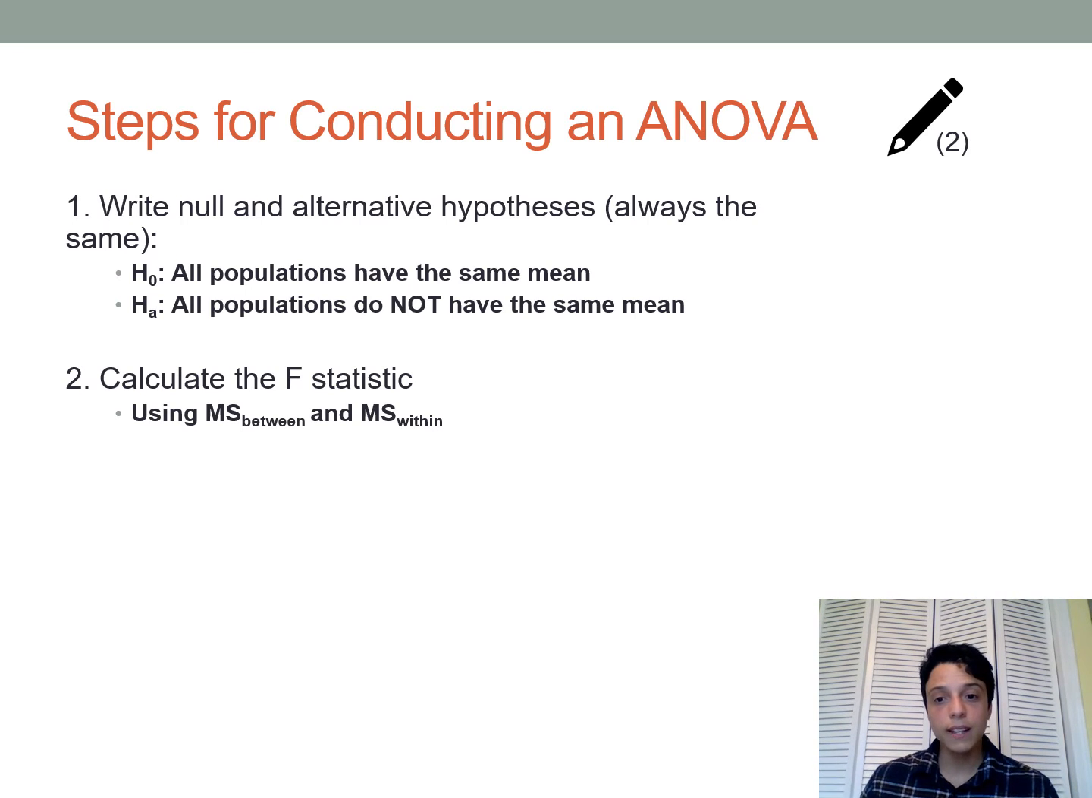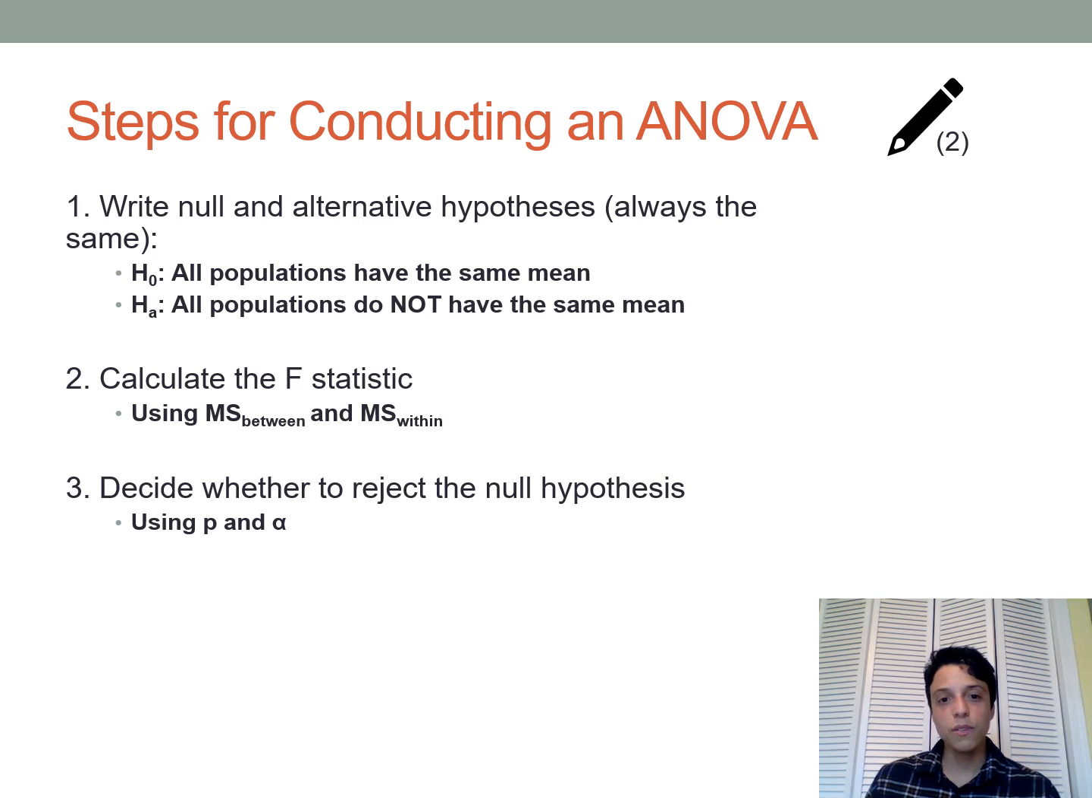The next step is to calculate the F statistic using mean square between and mean square within. So we just looked at that on the document camera, where you calculate the F statistic by dividing mean square between by mean square within, and that'll give you some number that can then be plotted on that F distribution. The F statistic is your test statistic for this test, just like the t statistic was your test statistic for the 1 sample and 2 sample t-tests that we did in the last couple of weeks.